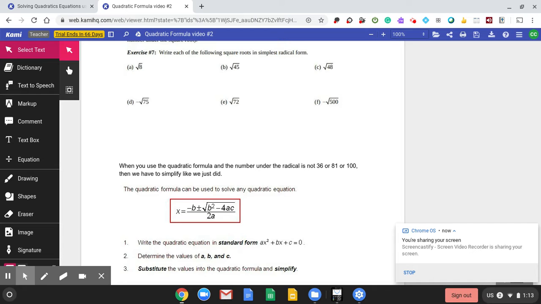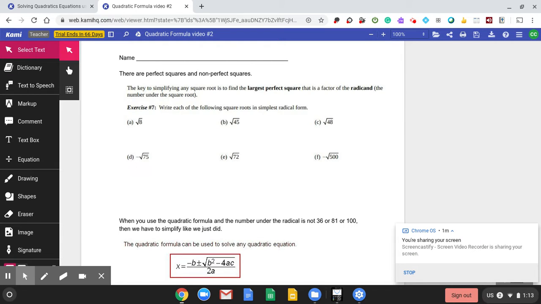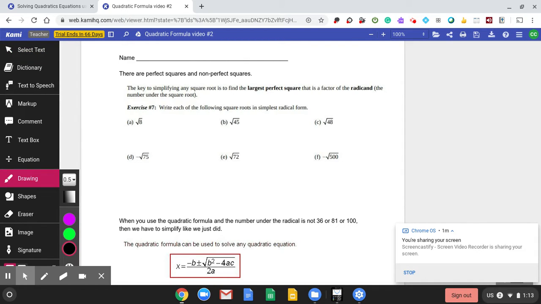Number two, if it comes out to be something like a 36 or a 49, those are perfect squares, so you could pull it out as a 6. Those are called rational. Then we have irrational numbers, and that's when it's a non-perfect square. In this case, you take a look at the number and find what goes into 8, and you need to find another perfect square besides 1. In this case, you would find something like 4 times 2.